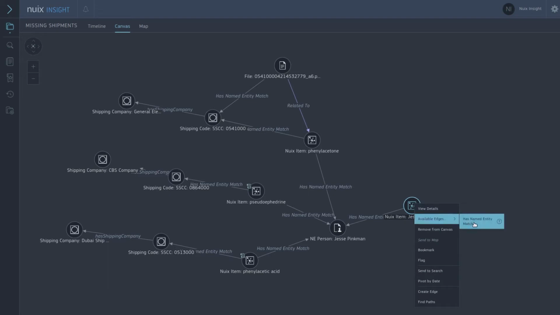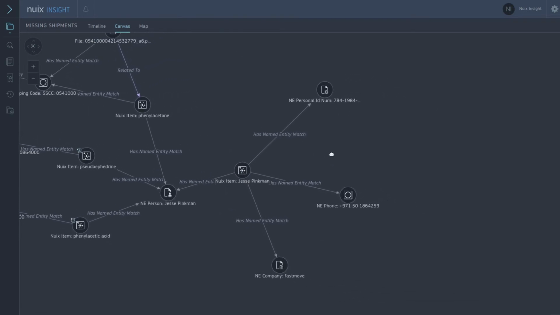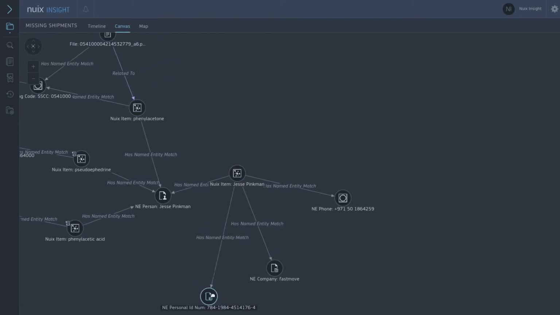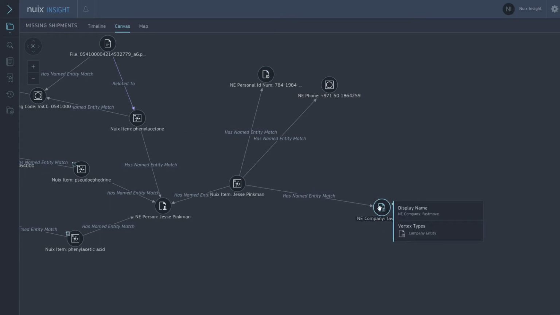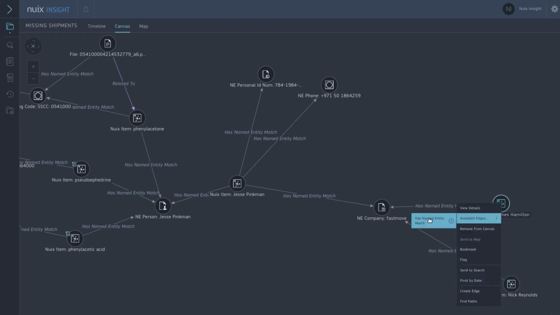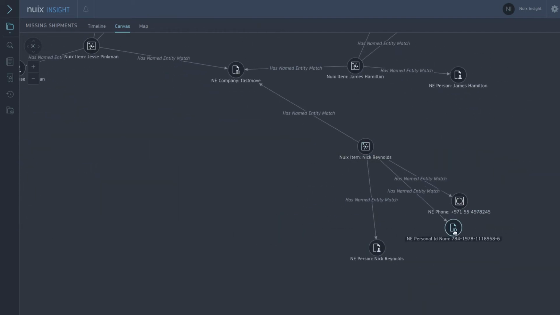If I now expand that driver database that he's listed in, we can see what we know about him. We have his social security number, we have his phone number being pulled out, and we can see that he's registered with the company Fastmove, as all drivers from the ports must be registered. We can also see who else is registered with that same company. We have a James Hamilton and a Nick Reynolds, and similarly we can expand these to give me their details, the phone numbers and their social security numbers. So we see we've got those there. We can tidy that up slightly.